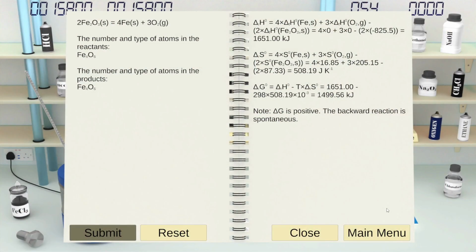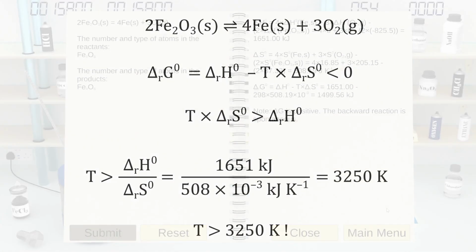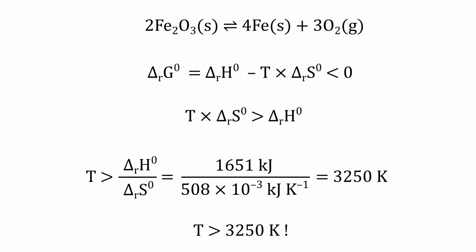Positive delta S value means that at certain high temperature, the entropy factor will dominate over delta H, making delta G negative. Indeed, dissociation of iron(III) oxide into elements becomes spontaneous at 3250 Kelvin, or nearly 3000 degrees Celsius. This is a very high temperature. Therefore, it is not practical to produce iron metal by dissociating iron(III) oxide into its constituting elements.